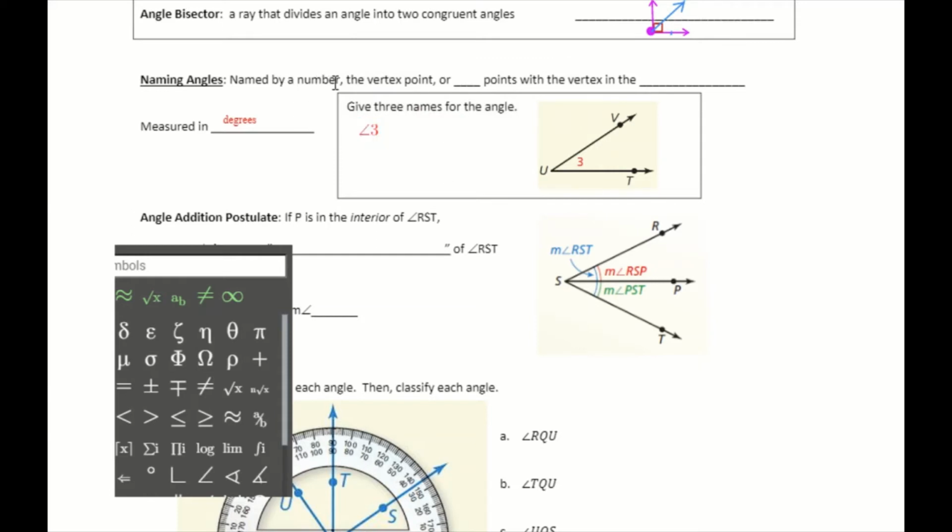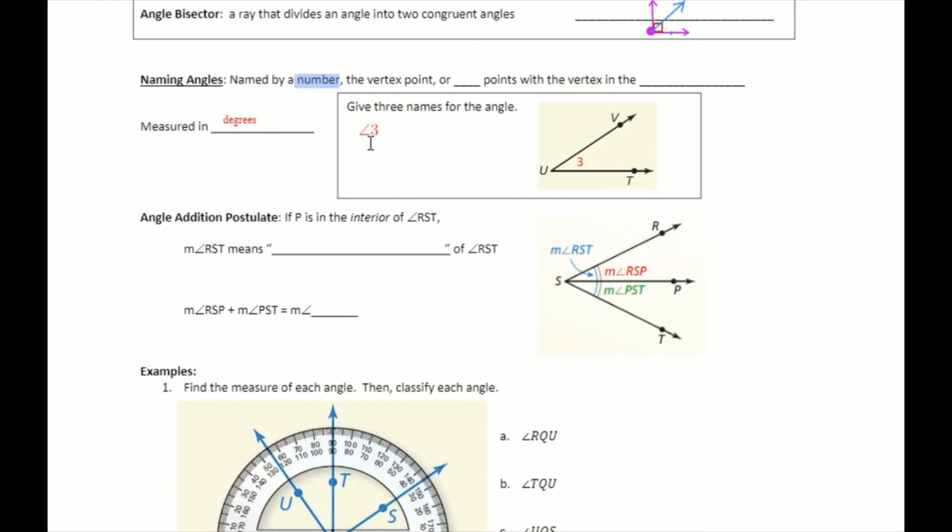So that's one way you could name the angle, and you use this little symbol here that looks like an angle, also kind of looks like an italicized L, and that just means angle. Okay, so angle 3, that's one way to name this. You could also name it by just stating the vertex. That's a pretty common way to do it.